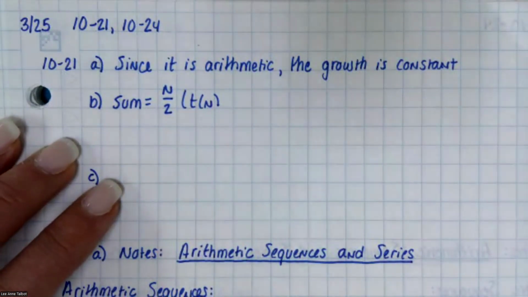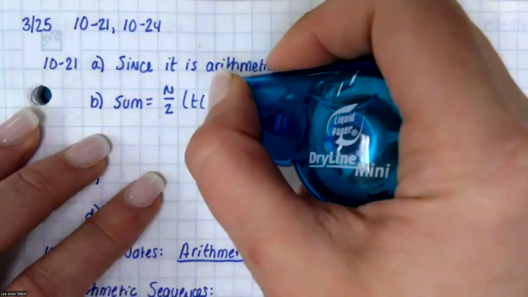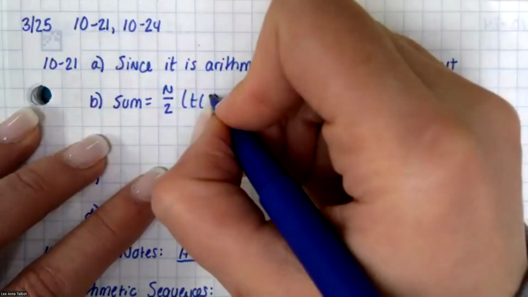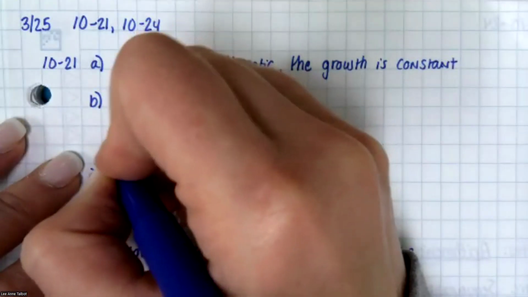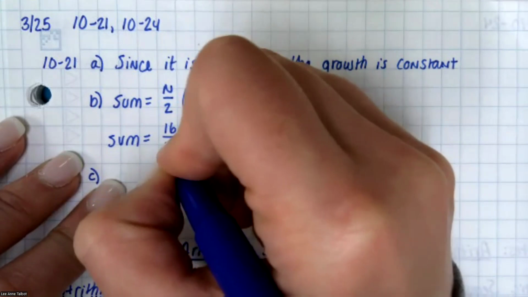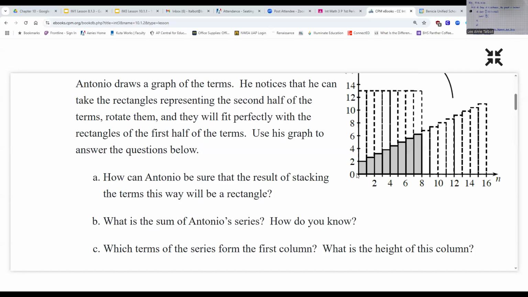First term plus last term. Okay, so sum equals 16 over 2, right? We had 8. Okay, now before he flipped it, what was the height of the first bar? 2. And what is the height of the last bar? It's 11. It's hard to see. I'll just tell you.